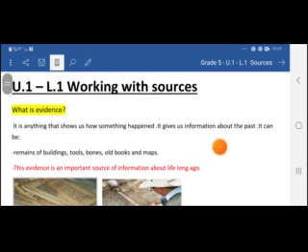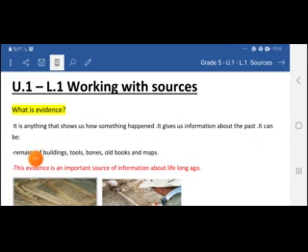Last year in grade 4, you studied the meaning of evidence. We said that evidence can be old books, old remains, old maps, buildings, rocks, paintings on rocks. Today we are going to study more about evidence. What is evidence? Evidence is anything that shows us how something happened. Also, it gives us information about the past.